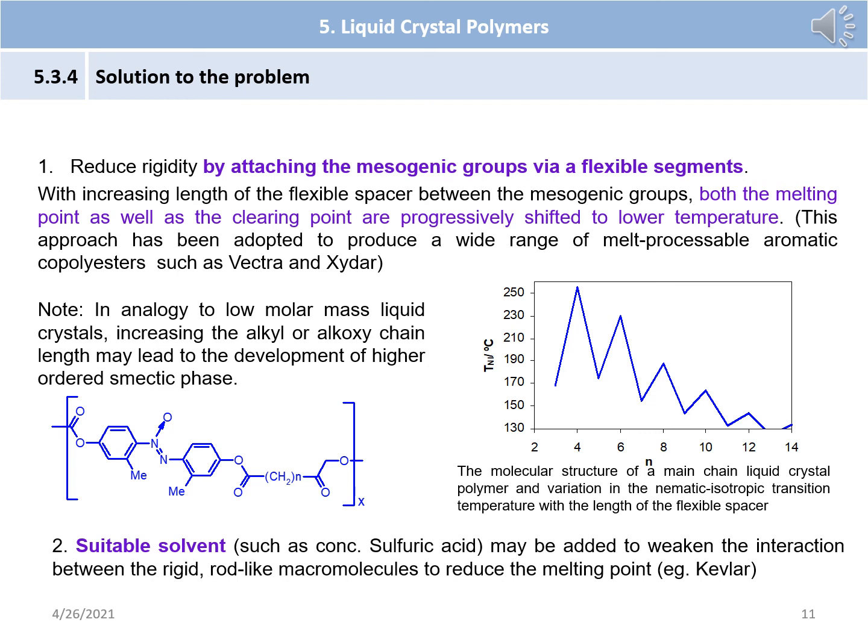Second, a suitable solvent such as concentrated sulfuric acid may be added to weaken the interaction between the rigid, rod-like macromolecules to reduce the melting point.